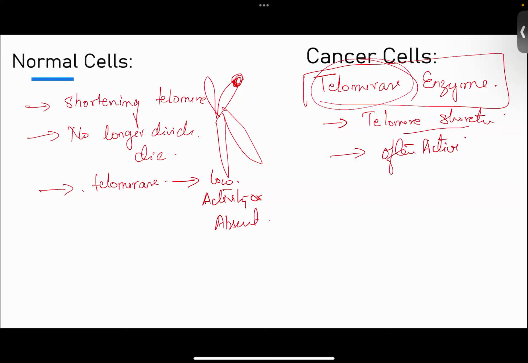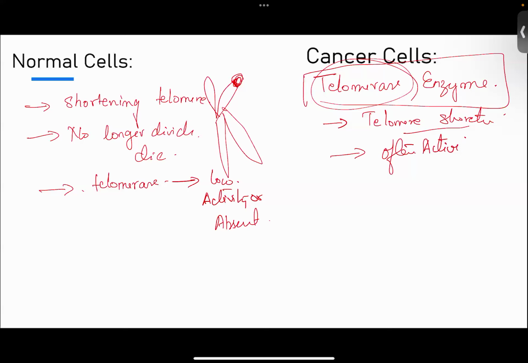This telomerase will be active. What this enzyme does is help to rebuild and maintain the telomere length. Normally, after a certain level the cell dies, but here that doesn't happen. It will keep on dividing indefinitely. So with replicative immortality, there will be uncontrolled growth happening.